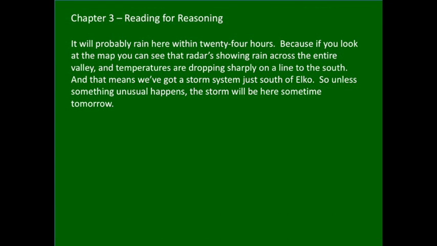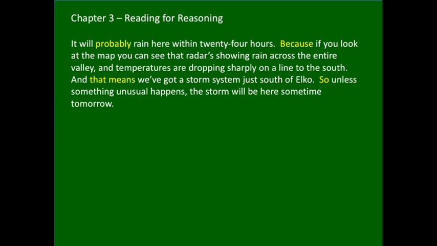Read through this passage and try to identify the different structure flags. Because if you look at the map, you can see that the radar is showing rain across the entire valley and temperatures are dropping sharply on a line to the south. That means we've got a storm system just south of Elko, so unless something unusual happens, the storm will be here sometime tomorrow. Alright, as we look through this passage, we can identify 4 different structure flags.